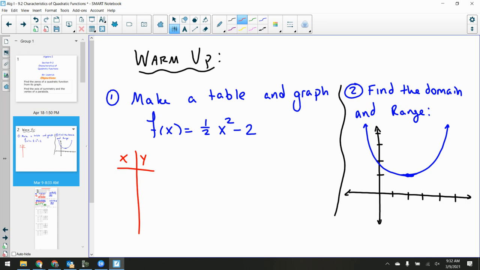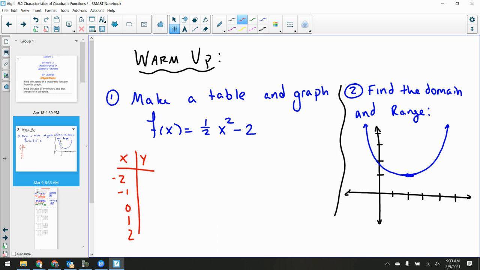Okay, so make a table and graph 1/2 x squared minus 2. Now remember, what x values do we always use? -2, -1, 0, 1, 2. If those x values didn't get you a full parabola, what would you do? Either you've done something wrong, or what should you do? You keep going, right? You keep making more x values, keep running more numbers to see the pattern. These will work, though.